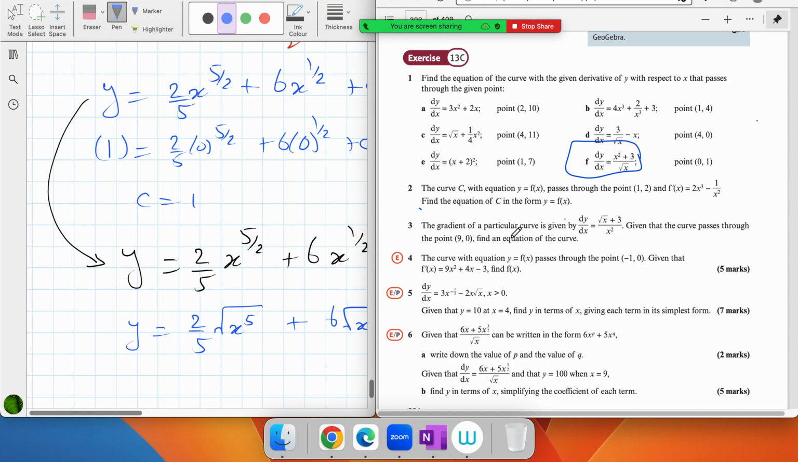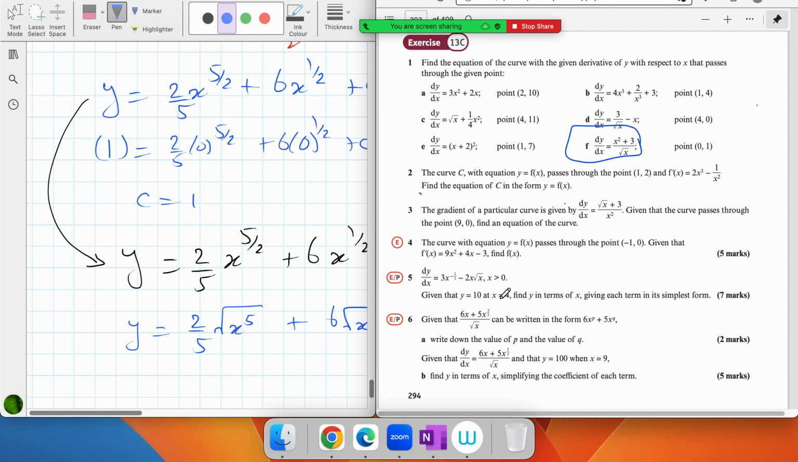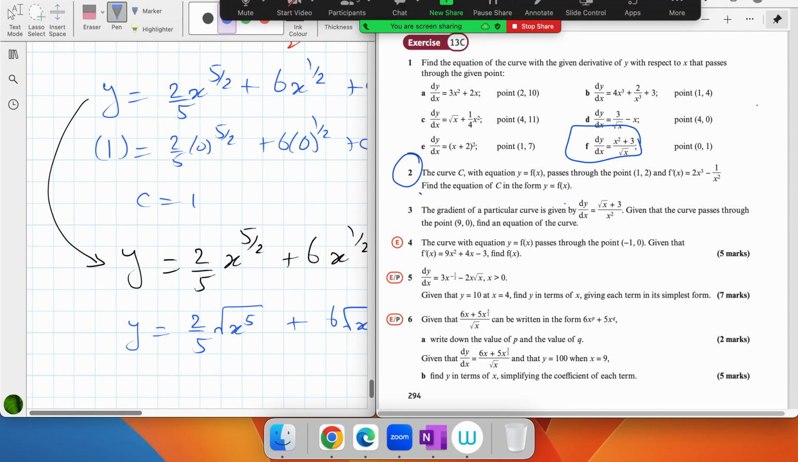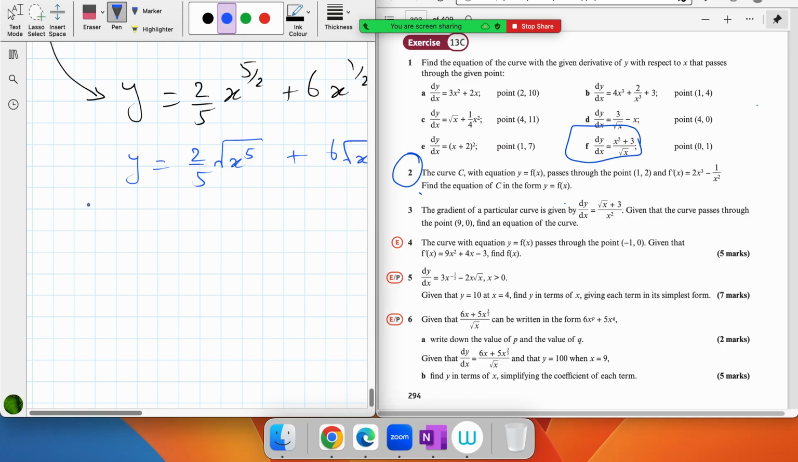Question 3 is the gradient of the particular equation is this. Given that the curve passes through the same. So every question has the same nature. You have the differential, you will integrate it, substitute the value, find C and state the equation. Please try this question number 2 and share your answers. Meanwhile, I'll slowly solve it. Try to stay ahead.